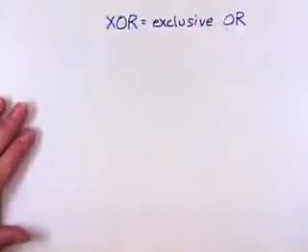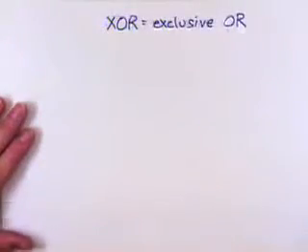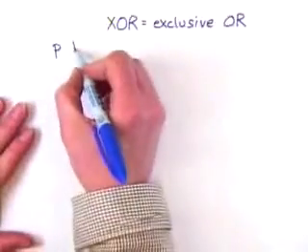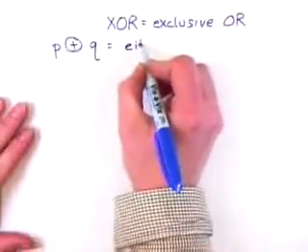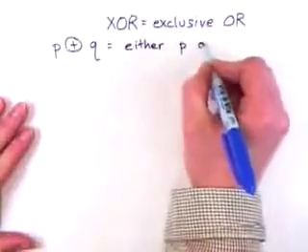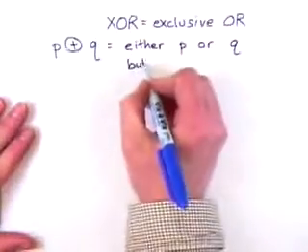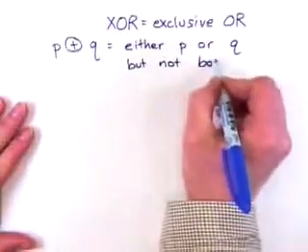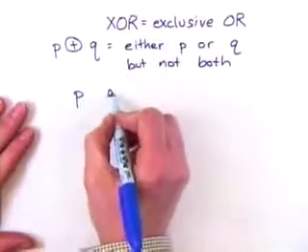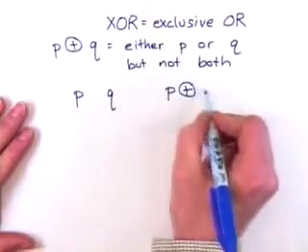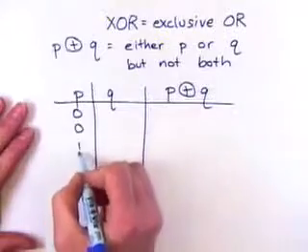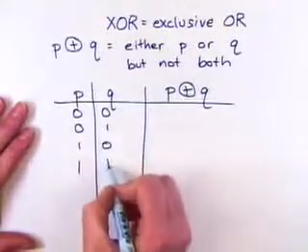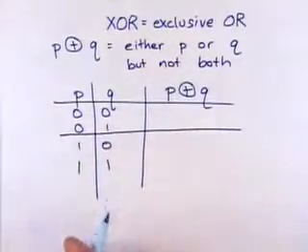So I mentioned an operator called exclusive or, which we write XOR. And this is one that we often use in English, exclusive or. We often mean one or the other, but not both. So here's the operator, it's a plus with a circle around it. That means either P or Q, but not both. So we'll make another truth table.